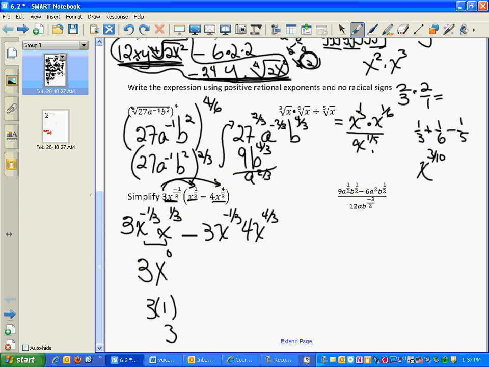Yes. Okay. What am I going to do with this 3 and this 4? Hold on. What am I going to do with the 3 and the 4? Multiply them. What am I going to do with the negative 1/3 and the positive 4/3? Add them. What do I get? 3/3, right? Which is also known as 1. So it's 3 minus 12x.